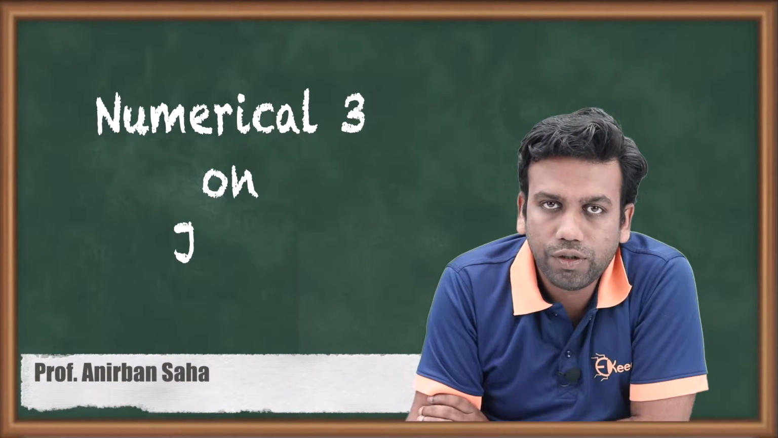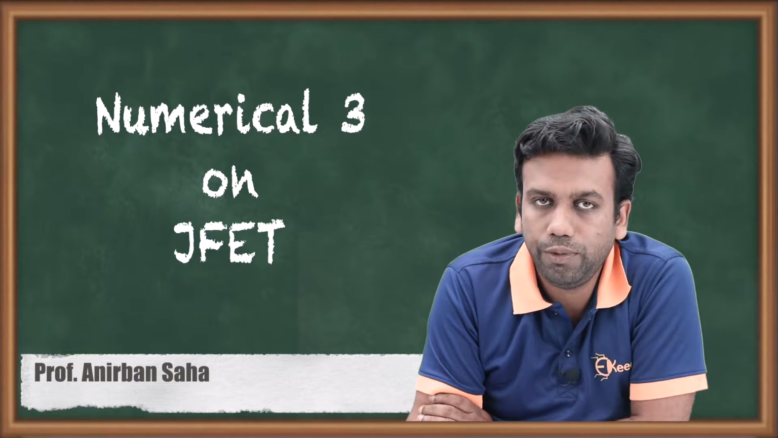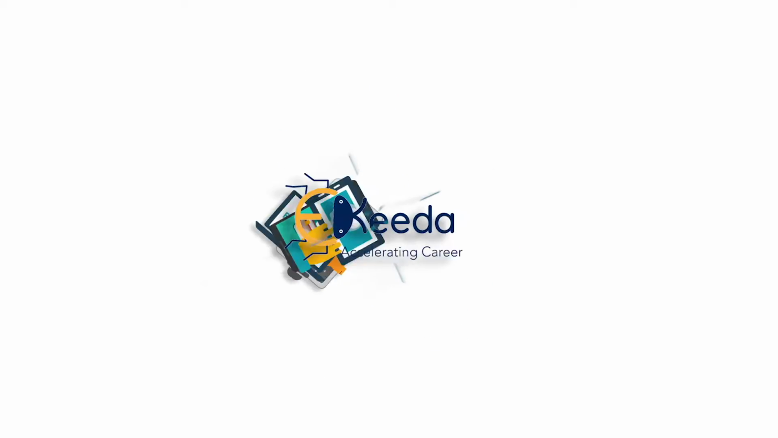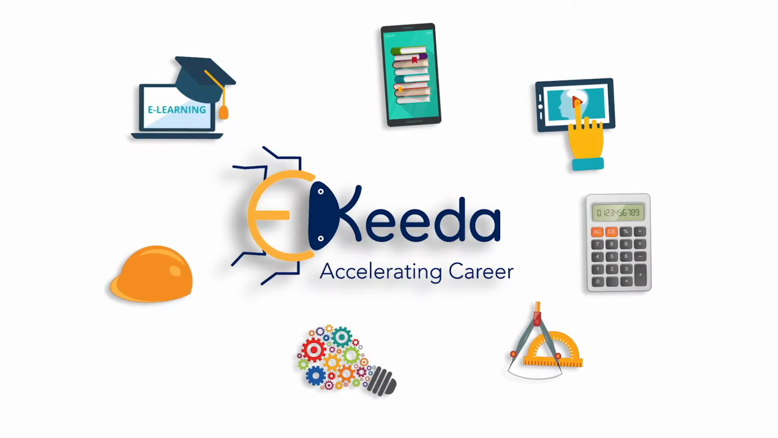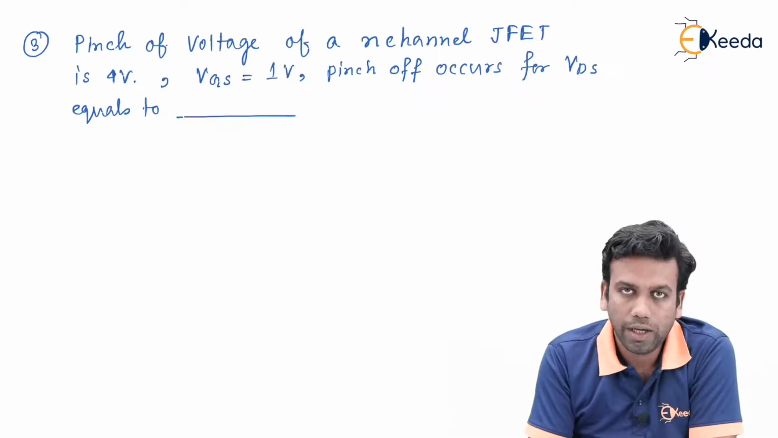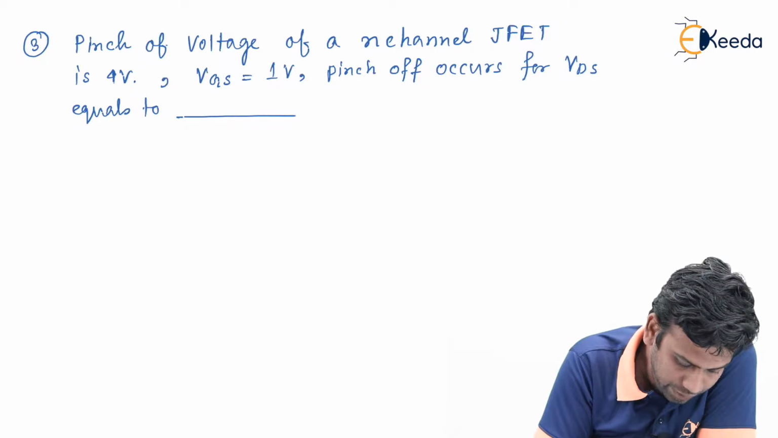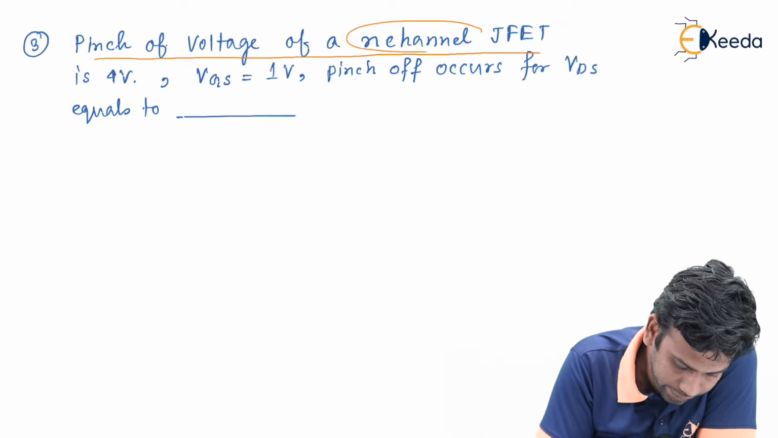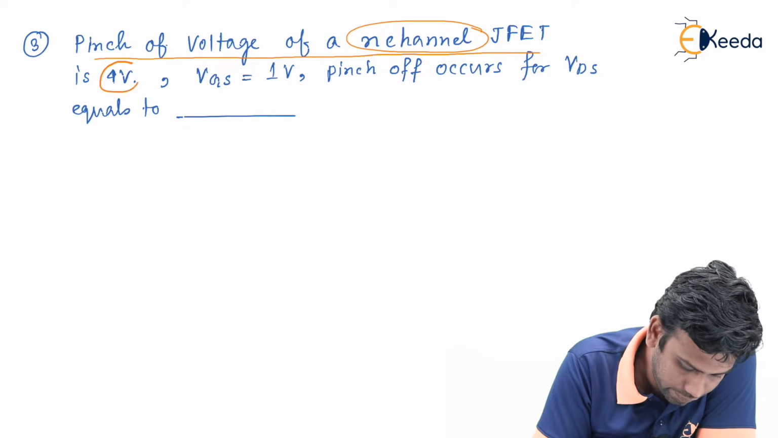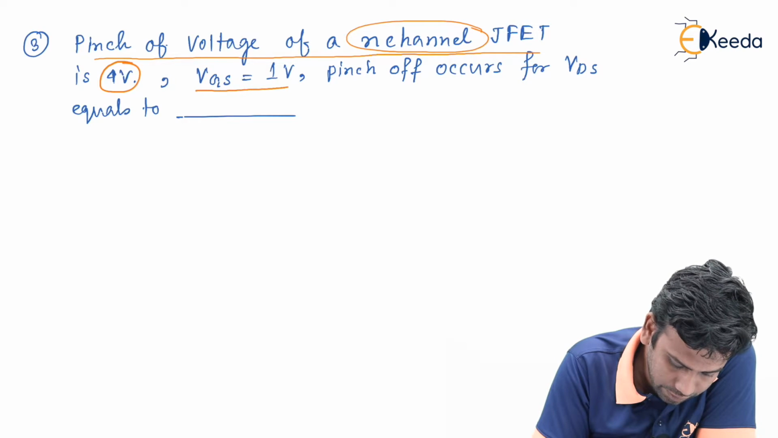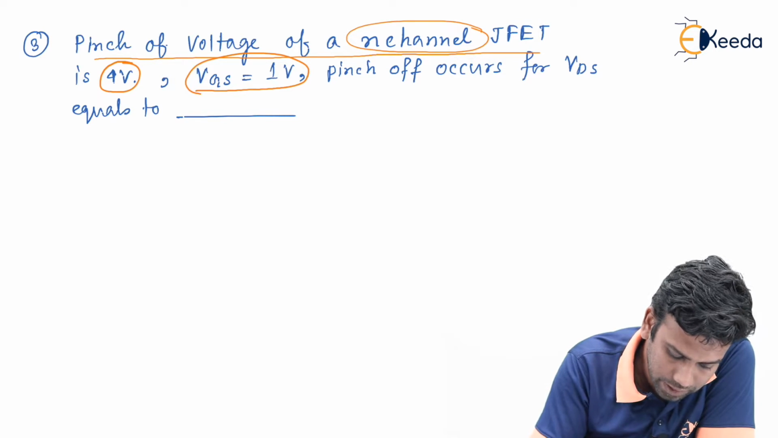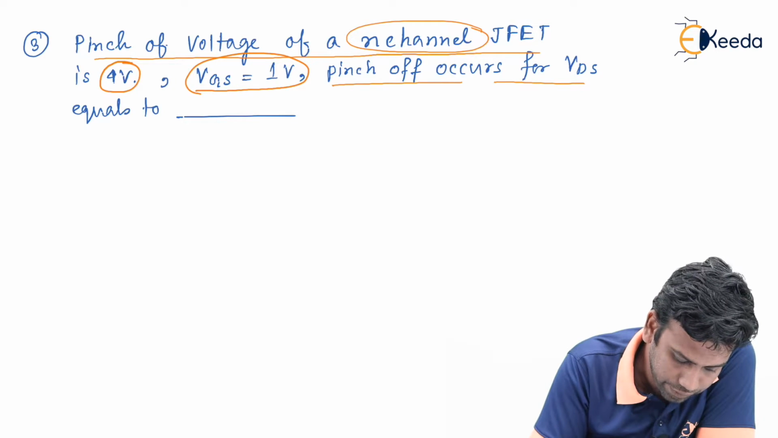Hello friends, in this video we are going to discuss a numerical on junction field effect transistor. According to the given problem, the pinch off voltage of the n-channel JFET has been given as 4 volt and VGS is also given as 1 volt. Now they have asked that pinch off occurs for VDS equals to which volt.